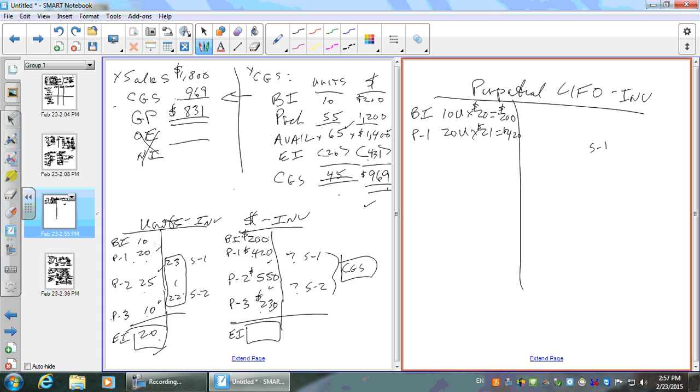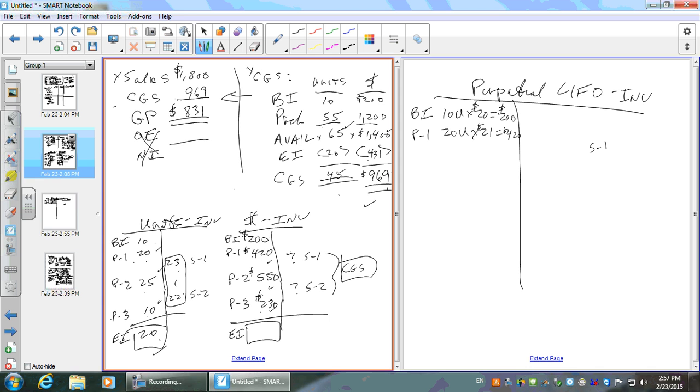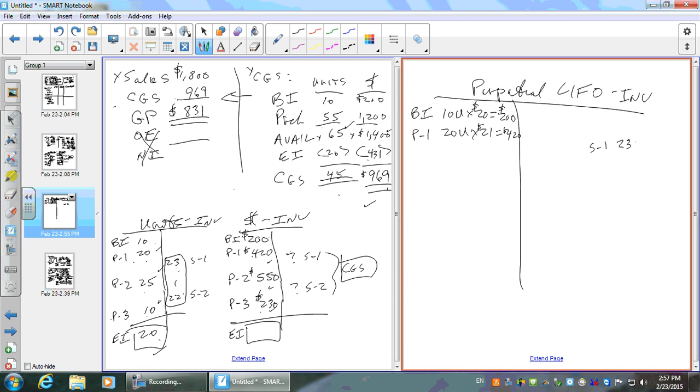Yeah. Sale 1 was how many units, everybody? 23, right? So that's 23 right there. Okay, so it's 23 units. Which ones? Last in, first out. Which ones did I sell? The ones I just bought. 20 units that cost me $21.